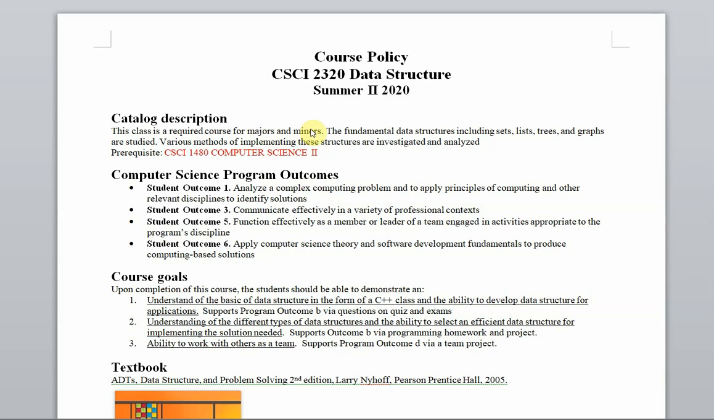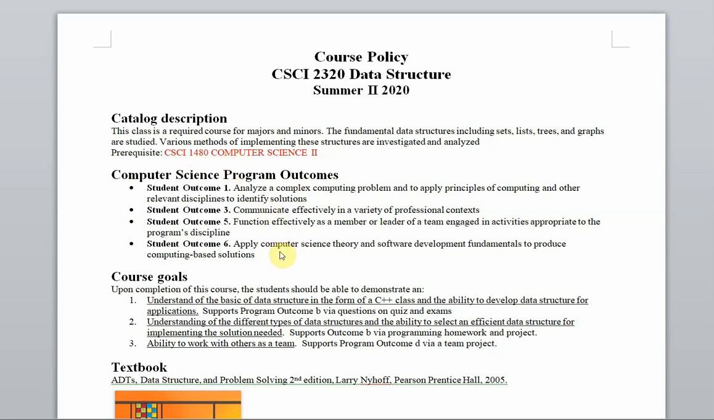You have to understand that the prerequisite for this class is CS2. You will have to really do well in CS1 and 2, especially the pointers part, to be successful in this data structure class. So you have to have CS2 before you take this course. Otherwise, there are going to be many things that you may not even understand what I'm talking about.